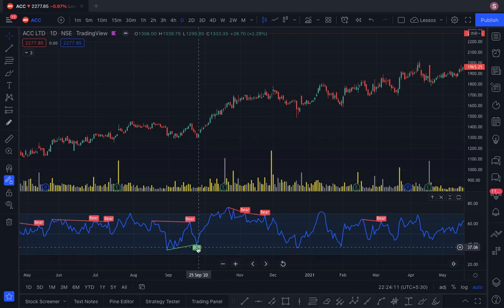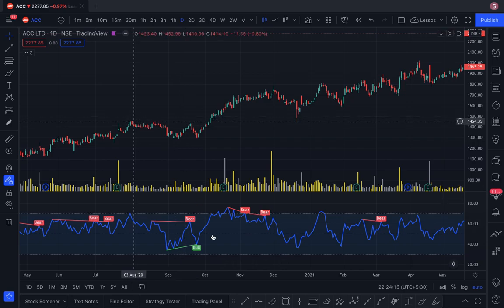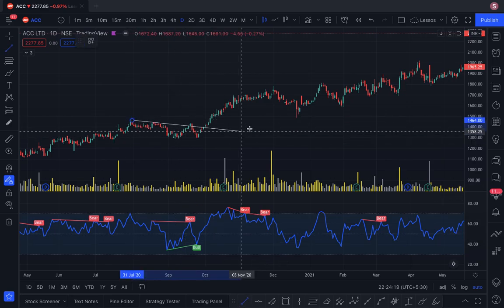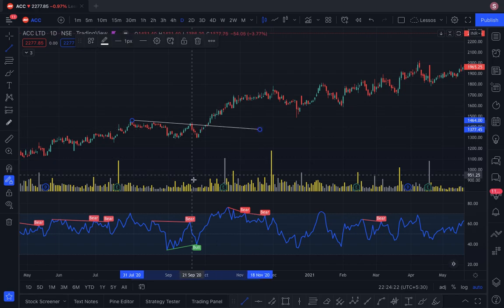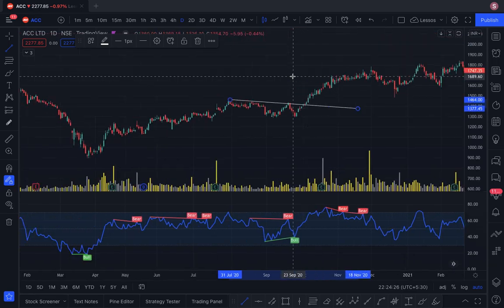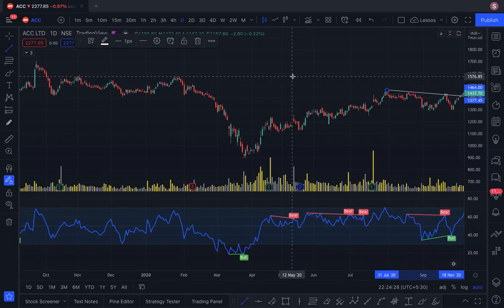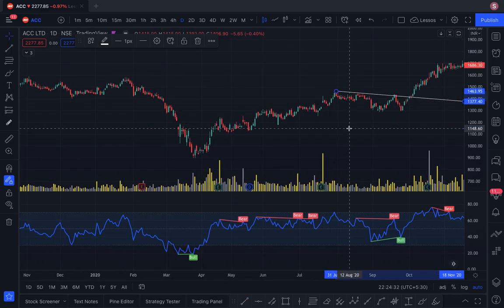So the moment you get the bullish divergence, this is known as bullish divergence, you will again draw a trend line from the past price wherever possible. You draw the trend line, and the moment after this the trend line is broken, you can take the trade, and see how beautifully the stock has moved up. All right, let me select some other stock.